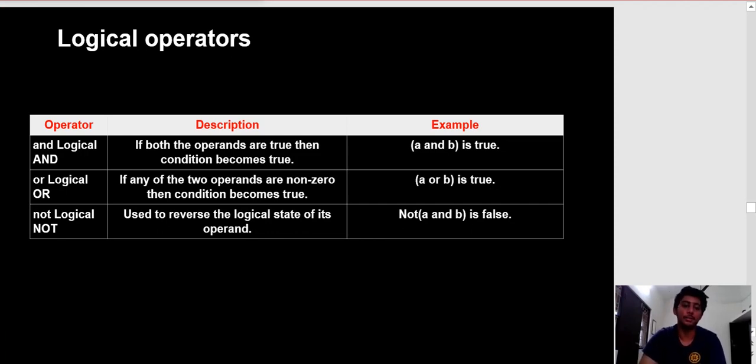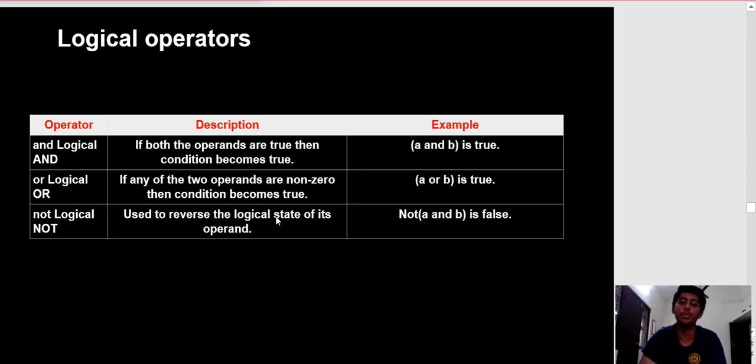Next, we will see logical operators, that is AND logical AND, OR logical OR, NOT logical NOT. AND logical AND operator, if both operands are true, then condition becomes true. That is, if both operands are not 0, it will print as true. OR logical OR, if any of the two operands are non-zero, then the condition becomes true. That is, like we are ORing 0 with 1 or 1 with 0. 1 should be non-zero, then the answer is true.